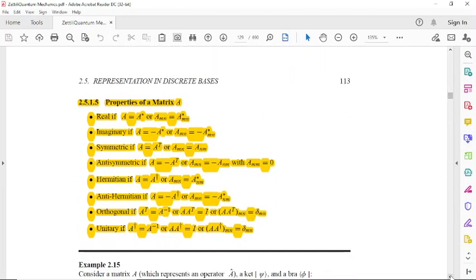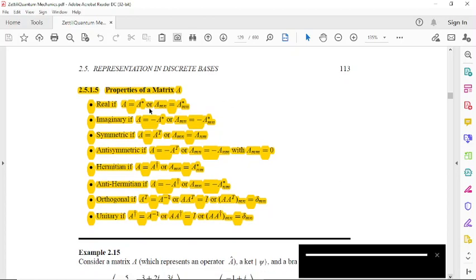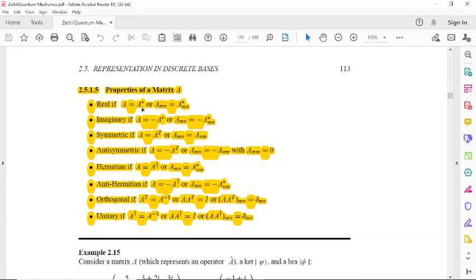Then properties of matrix A. Real if A is equal to A star, or A mn equal to A mn star. Then imaginary if A equal to minus A star, or A mn equal to minus A mn star. Then symmetric if A equal to A transpose.